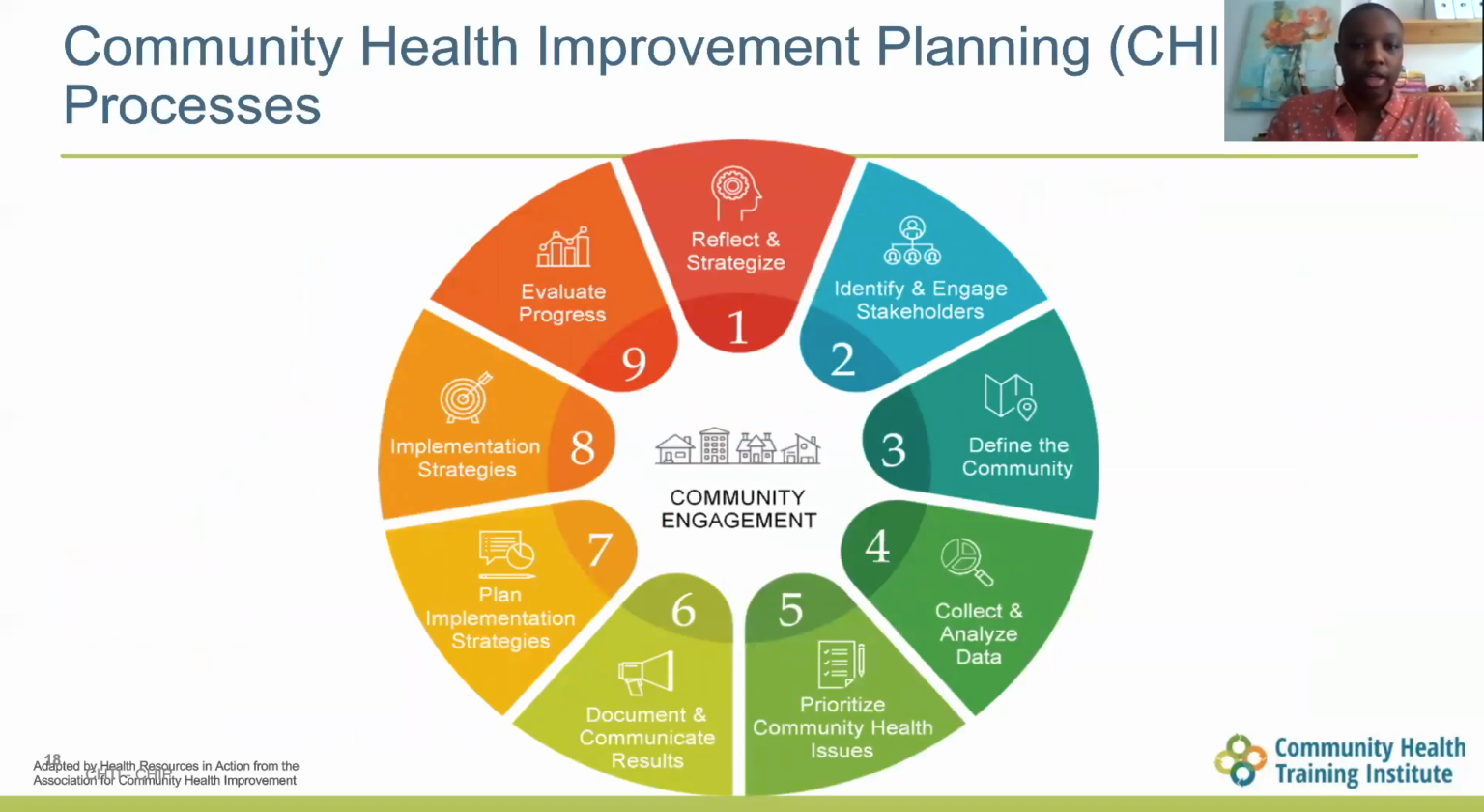This is a graphic adapted by HRA from the Association for Community Health Improvement. The colored wheel shows the 9 steps of community health improvement. Think of this as a 9-step pathway for conducting a community health assessment and developing implementation strategies. At the center of the wheel, or circle, you see the community engagement is core to each step in the process. I'll walk us through each wheel.